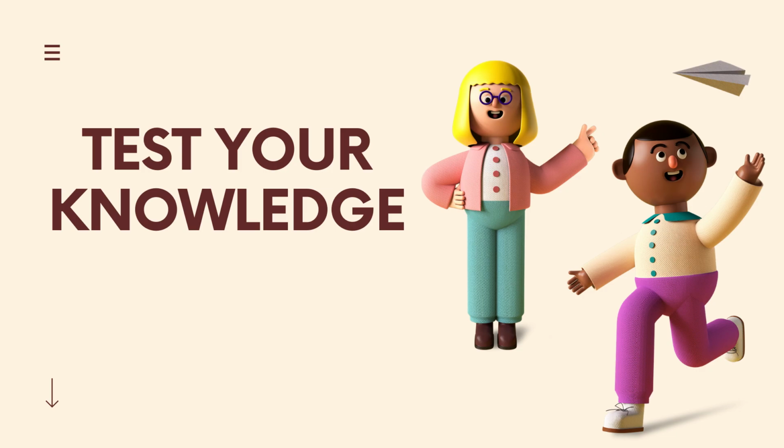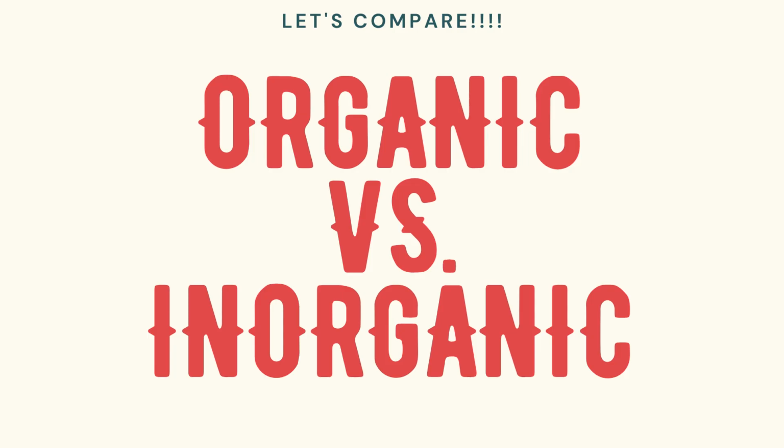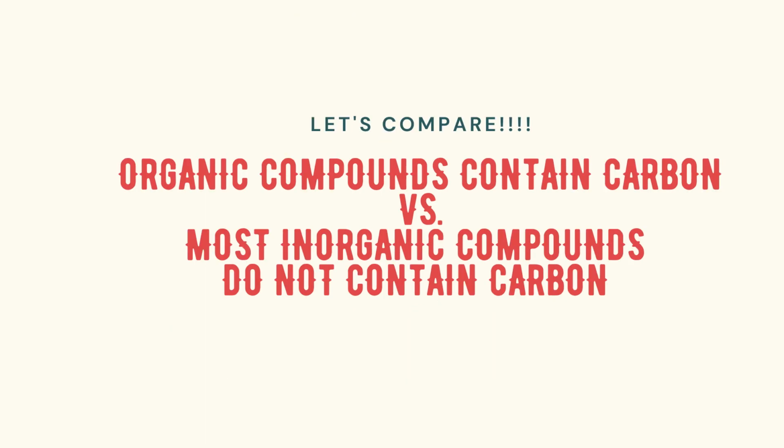Okay, so after answering these questions, we are now going to proceed with the actual lesson for today, which is, what are organic compounds? So we begin this discussion by comparing organic compounds and inorganic compounds. What is the difference between organic compounds and inorganic compounds? Here we go. When we say organic compounds, these are compounds that contain carbon, whereas most inorganic compounds do not contain carbon. The word most means that some inorganic compounds contain carbon.